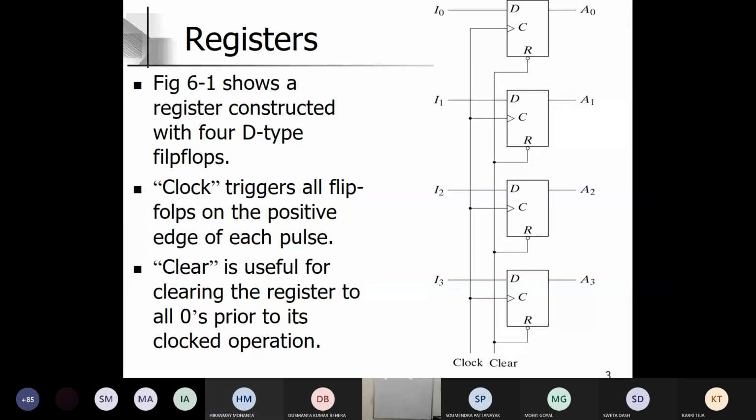So I can say a D flip-flop connected like this, and moreover, wait, hold on. What is this type? Is it a parallel in and parallel out? Can I justify that? Parallel in and parallel out?